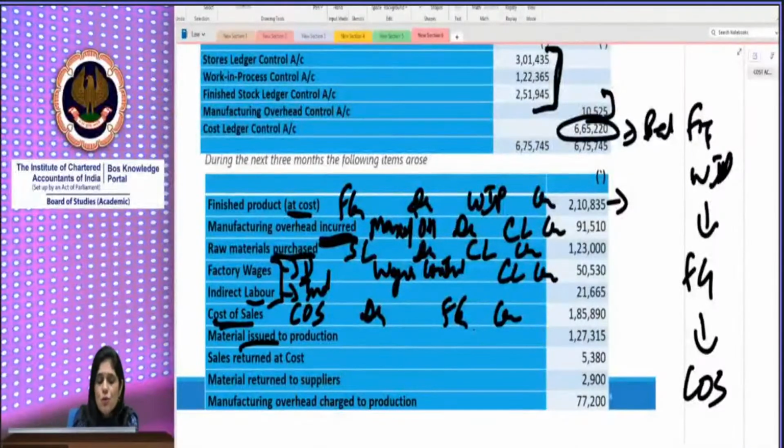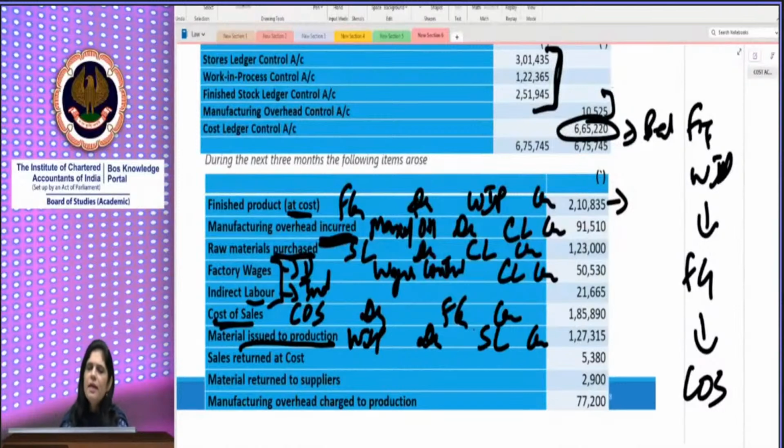Material issued to production. It's an internal entry. Cost ledger has nothing to do with it. Issued to production. So which control account is receiving? Production, WIP. So which control account is receiving will be debited. From where it is coming? It is coming from stores ledger. So stores ledger will be credited. Whatever control account is receiving will be debited. From where it is coming will be credited. So material issued to production, WIP will be debited, stores ledger will be credited.